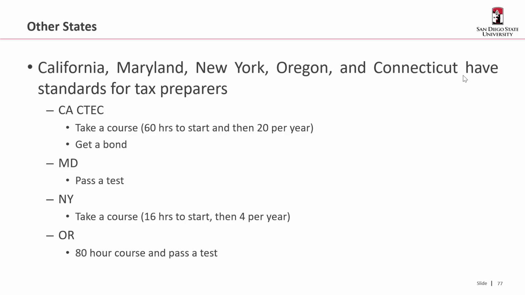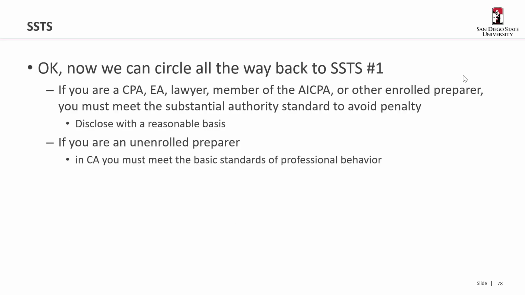Maryland requires tax preparers to pass a test. New York requires them to take a course. It's 16 hours to start, and then 4 per year. And in Oregon, you have to take an 80-hour course and pass the test. Connecticut's standard is forthcoming.